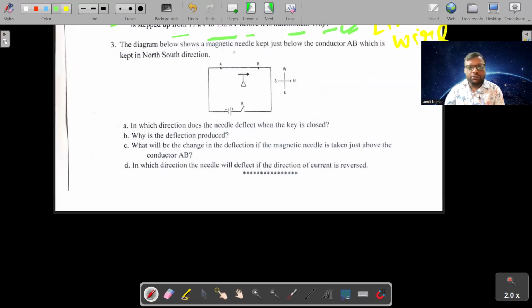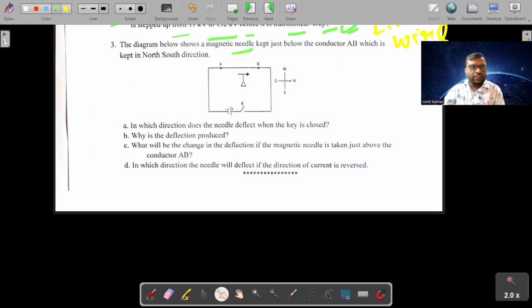The diagram below shows a magnetic needle. This is a magnetic needle. You can see it is kept just below the conductor AB, which is kept in the north-south direction. See, this is the north-south direction. In which direction does the needle deflect when the key is closed? So students, we have to tell in which direction the needle deflects when the key is closed.